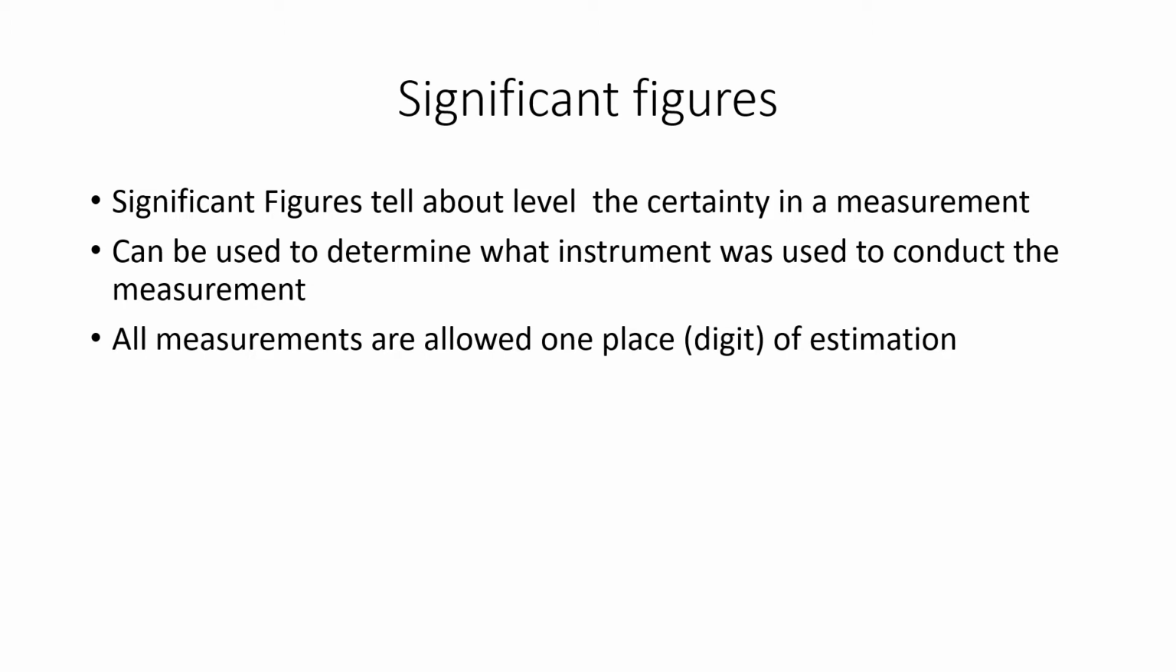So significant figures tell us the level of uncertainty in a measurement. They can be used to determine what instrument was used to conduct that measurement. If we look back at the previous slide and you think about those two balances, based upon how you would report that mass to somebody else, they would know what level of scale or balance you used to make that measurement. Anytime we're taking a measurement, we're allowed one place, one digit of estimation.